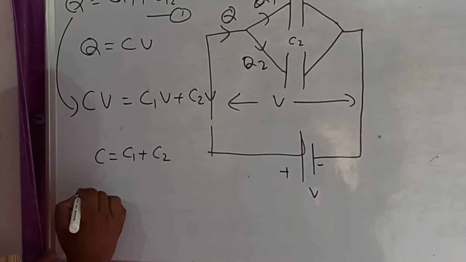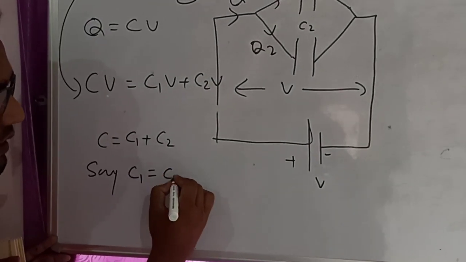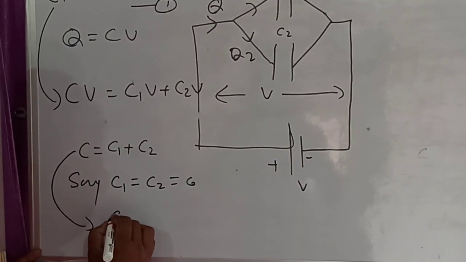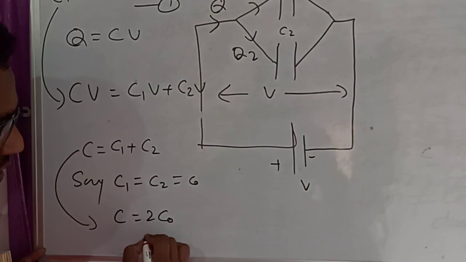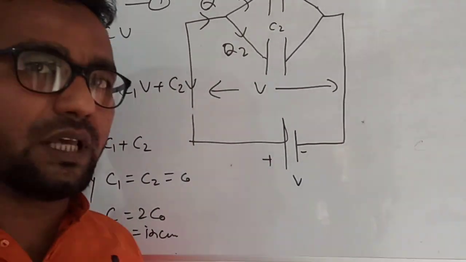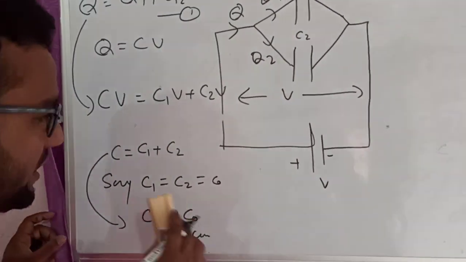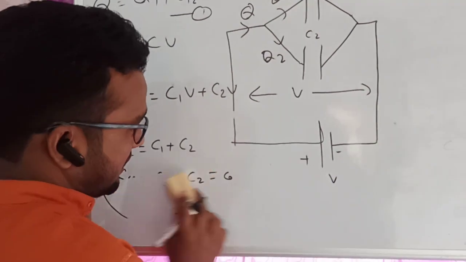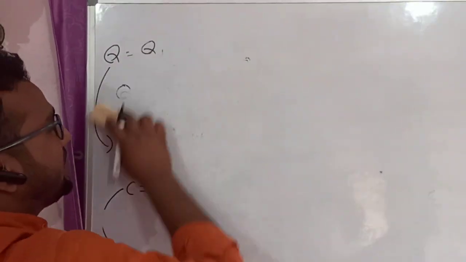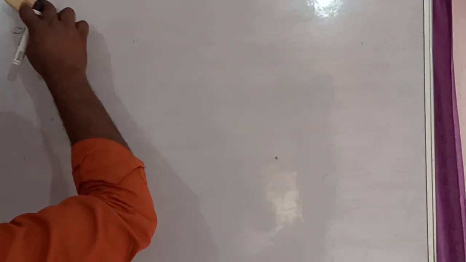Suppose these two have identical values, C1 equal to C2 equal to C0. Now this equation will turn into C equal to 2C0, meaning in this condition the capacitance of the combination will increase. So when we need more capacitance, then we will use the parallel combination. When we need less capacitance, then we will use the series combination.